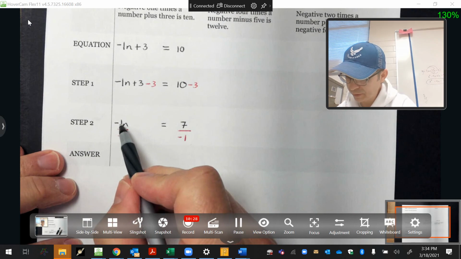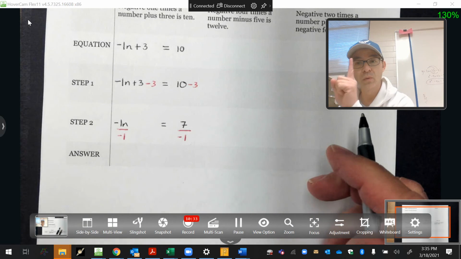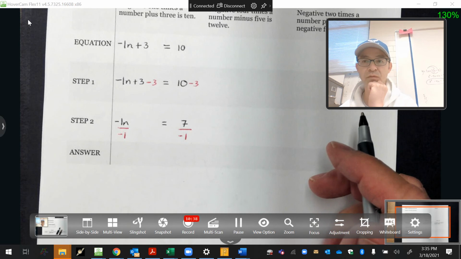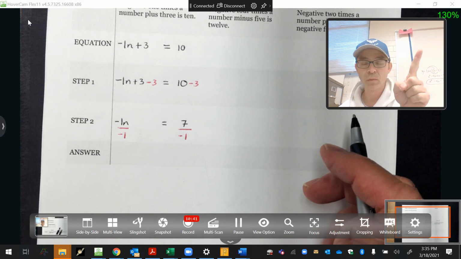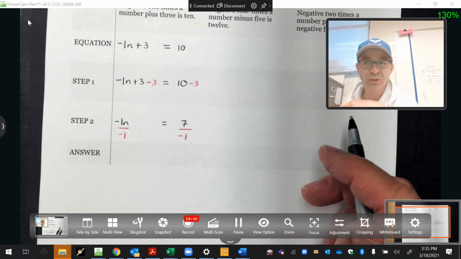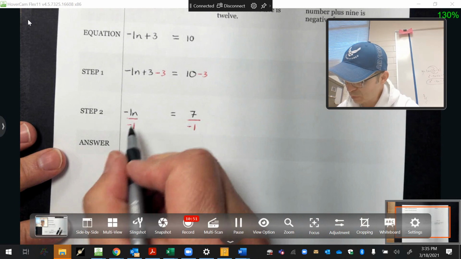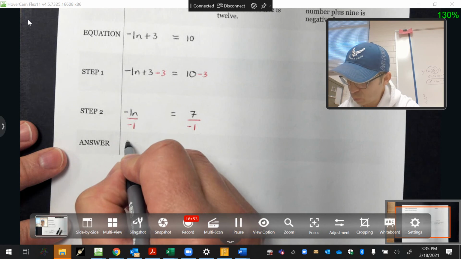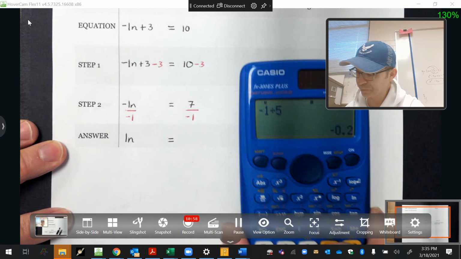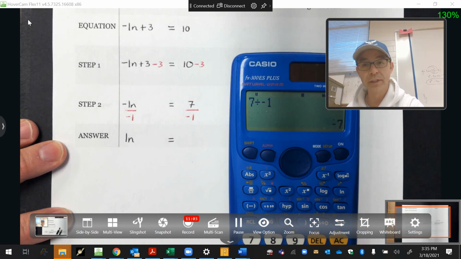All right, what do you get? Negative 1 divided by negative 1 is 1. You learn that anything divided by itself is 1. 8 divided by 8, 1. 50 divided by 50, 1. 8,000 billion trillion divided by 8,000 billion trillion, 1. That's not a real number, by the way. So negative 1 divided by negative 1 is 1. n equals 7 divided by negative 1. 7 divided by negative 1 is negative 7.